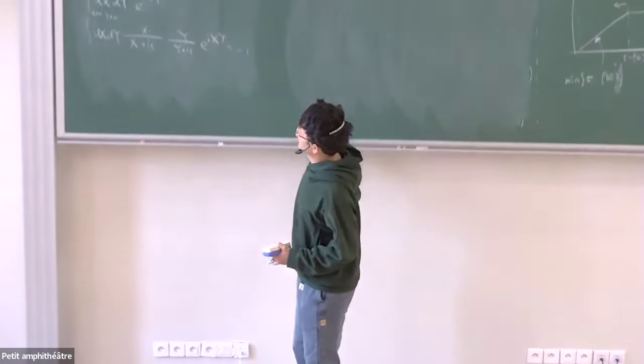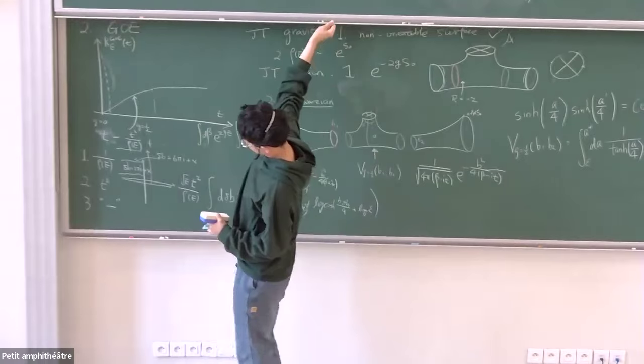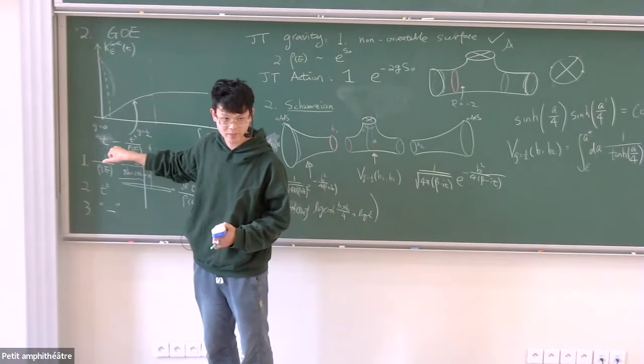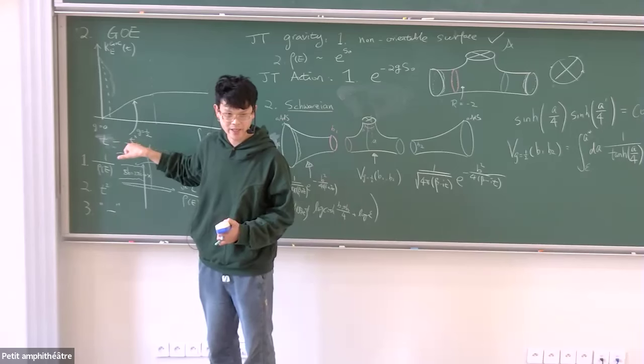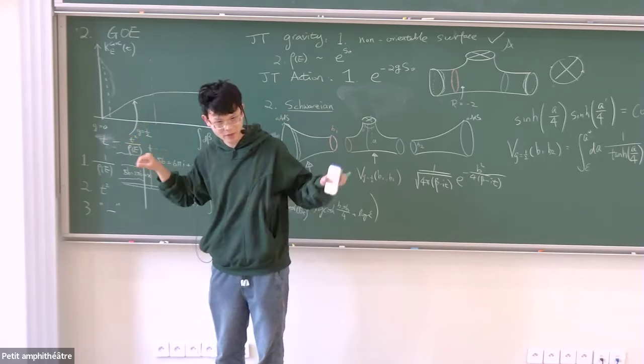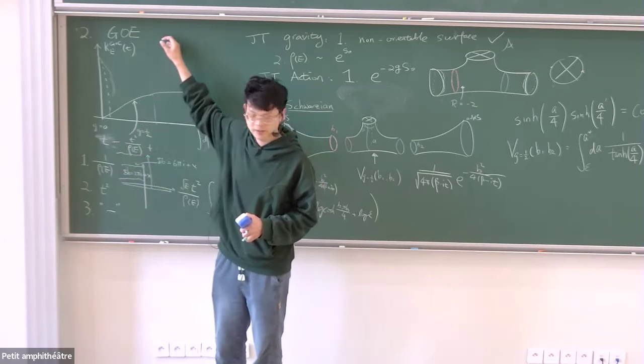Let me summarize. What we explained is that if you do saddle point plus soft mode, you will get plus. And if you cut out the saddle point, but integrate over the soft mode around it, you get minus. So that's always good.